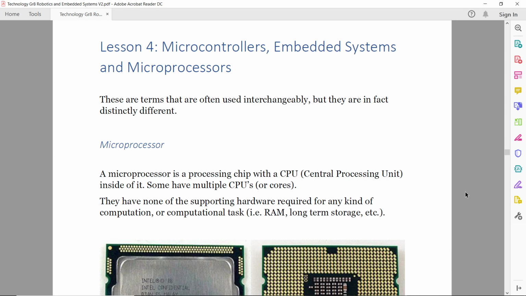Hi guys. Okay, so today we are talking about microcontrollers, embedded systems, and microprocessors. And the reason I like to teach you about these things is because they're everywhere in your world, everywhere. And as you grow up, they're just going to be more and more of them.